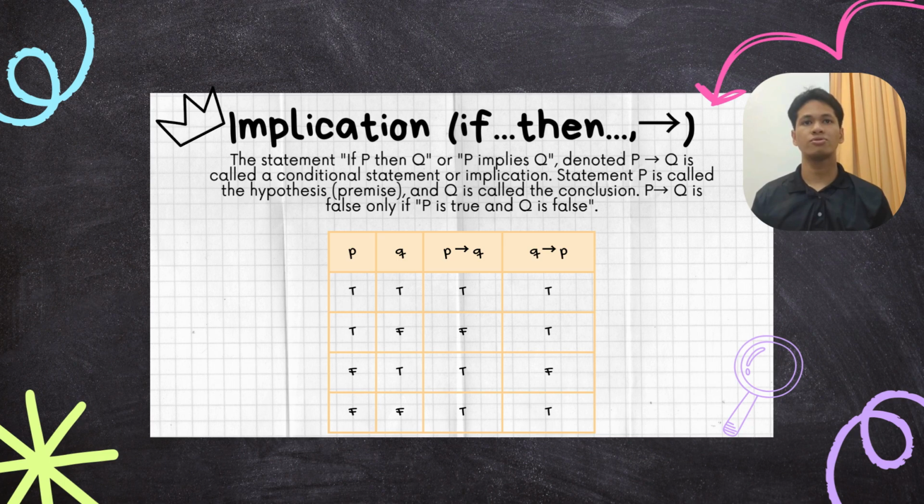First, if statement P is true and statement Q is true, the implication is true. Second, if statement P is true but statement Q is false, the implication is false. This is the only situation where the implication is false. Third, if statement P is false and statement Q is true, the implication is true. Fourth, if statement P is false and statement Q is false, the implication is also true. So, in conclusion, the implication is false only when statement P is true and statement Q is false. In all other situations, the implication is true.